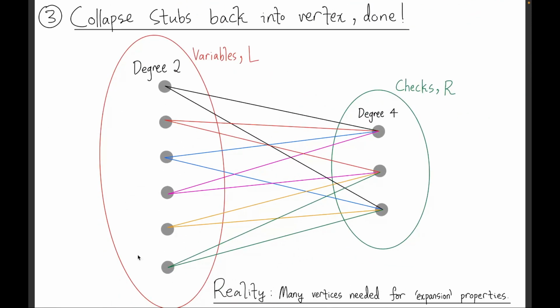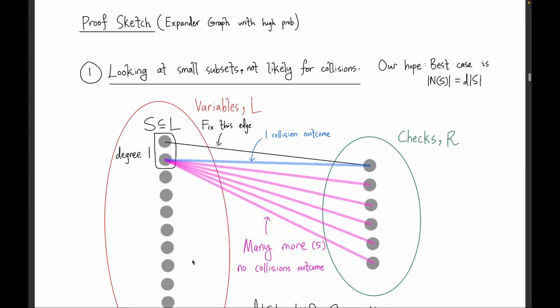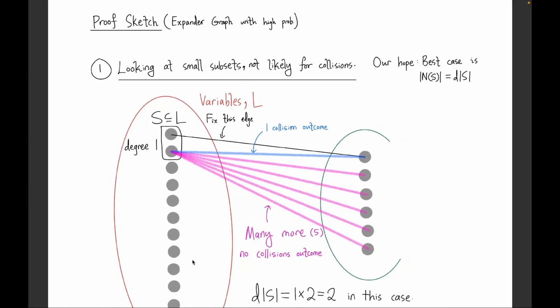But in reality, we need very many vertices on both sides in order to get these good expansion properties. Why this is the case is because we need to do law of large numbers, central limit theorem type of arguments. So here's the proof sketch.